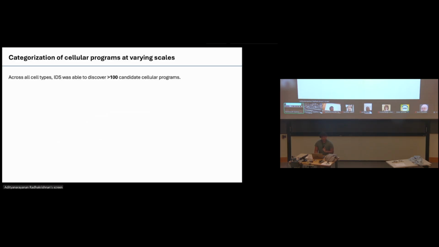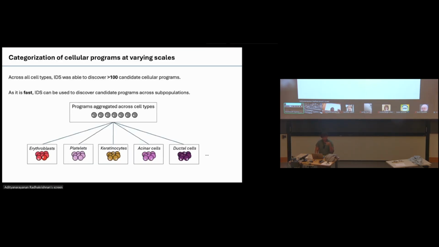And what's nice about this is that here we were able to discover well over 100 candidate programs using our approach. But because it's so fast, you can build a hierarchy of programs. You can look at an atlas as a mixture of cell types, but you can also run it individually on every single cell type. And in fact, this is what we did. We ran it across 460 different cell types.